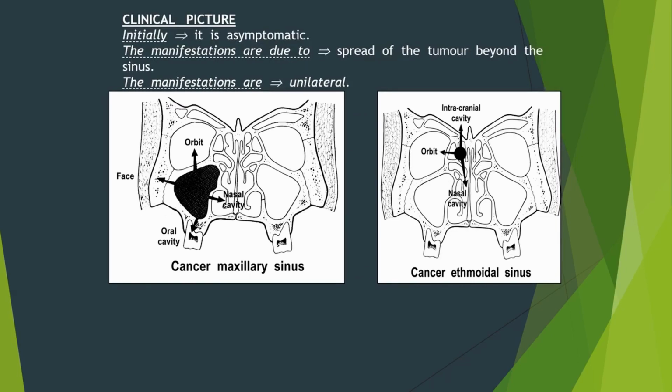Clinical picture. Initially, it is asymptomatic. The manifestations are due to spread of the tumor beyond the sinus. The manifestations are unilateral. You can see on the left side, a cancer maxillary sinus will extend to the orbit, the face, the nasal cavity, the oral cavity. Ethmoidal sinus cancer can extend to the orbit, intracranial, nasal cavity.